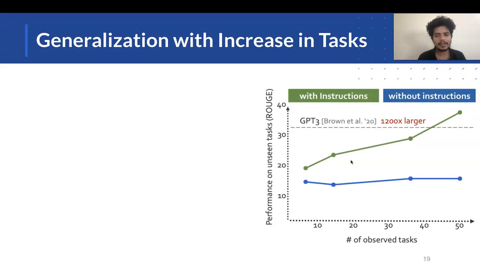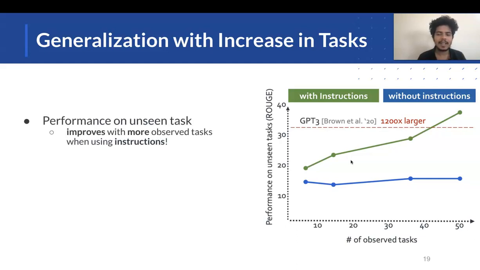We also observe how model behavior changes as you increase the number of tasks. On the x-axis, we have the number of tasks which varies, and on the y-axis we have model performance on unseen tasks. The blue line shows the regular multitask learning performance, that is without instruction. The green line shows the performance of the model in the instruction learning setup, that is with instruction. As you can see, model performance doesn't increase significantly in the blue line as you increase the number of observed tasks, but it increases significantly in the green line. This implies that instructions help models to leverage more tasks when they become available.